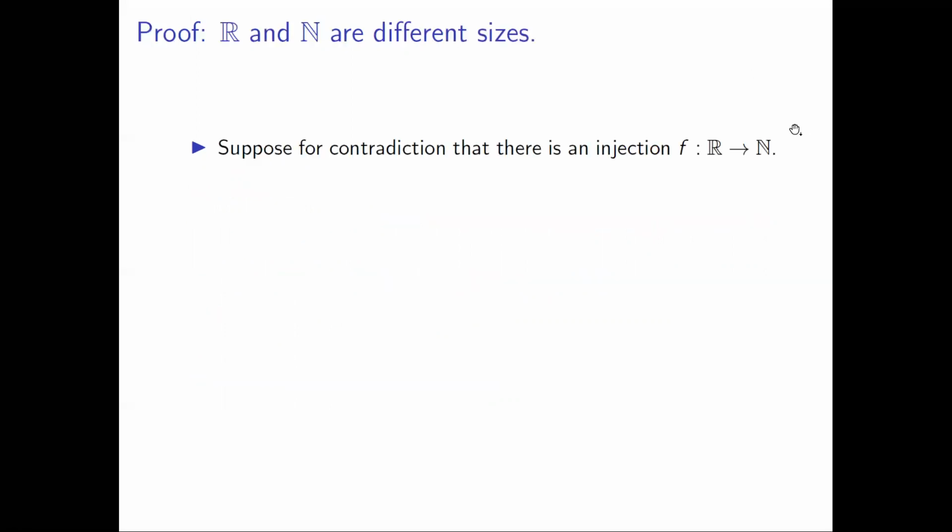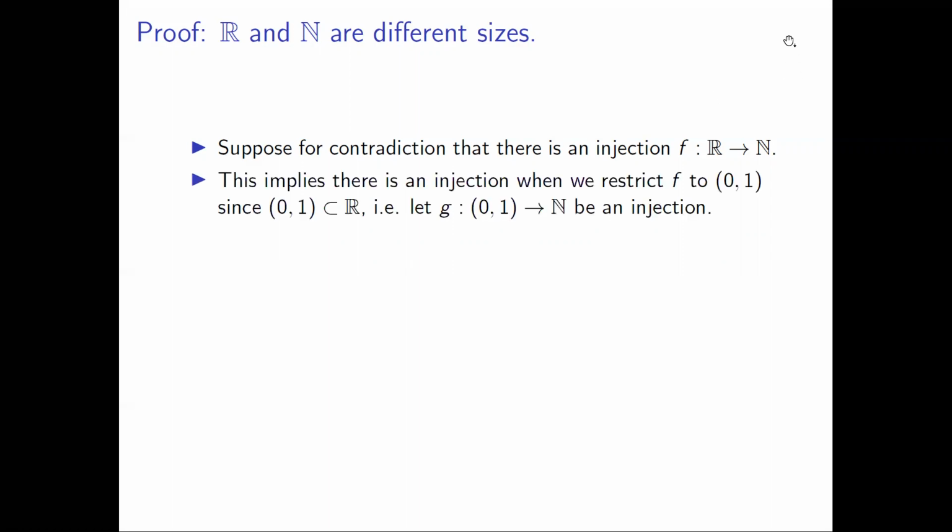So we'll suppose for contradiction that there is some injection f from the reals to the naturals. This has to exist if the reals and the naturals had a bijection. So if they were the same size, there would be a bijection, which means there would have to be an injection from the reals to the naturals. So that's our assumption for contradiction.